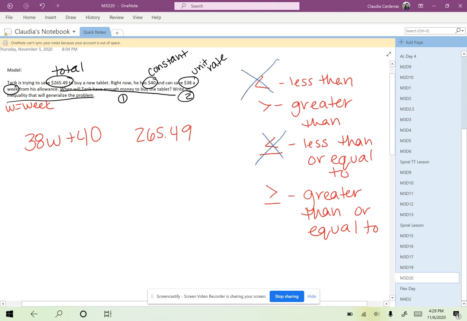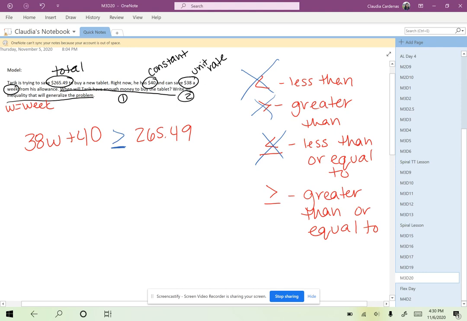So now we have two more left. So what about the greater than symbol? Well, I know that it would be good to have an amount that's more than the total, but would it be okay if it was exactly equal to this total? Yes, it would. So we don't want just greater than. We would be okay with it being greater than or equal to our total amount because then he would have enough money to buy the tablet.